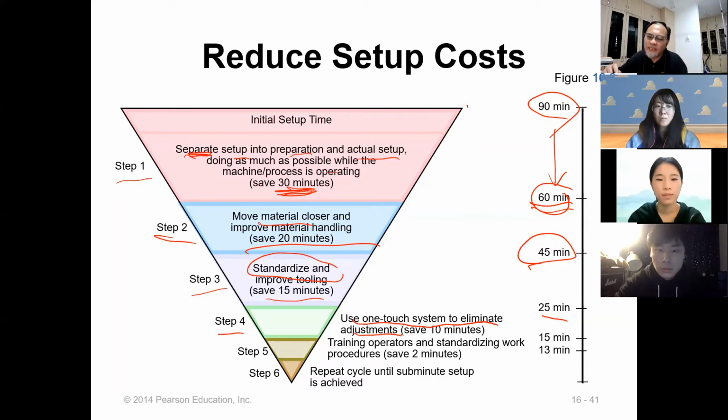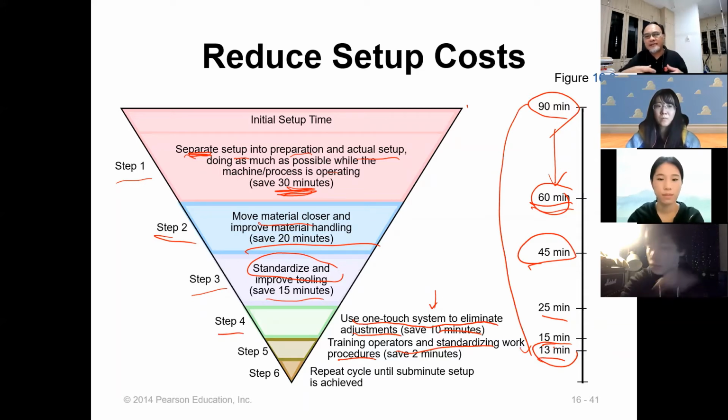So now you go for automation. Initially it was manual, you do improvement. Then if you need to introduce automation, an electronic system, you use a one-touch system to eliminate adjustment. This will save some more time. You reduce that to 15 minutes. Then you train operators to standardize the work procedures. Then probably you save another 30 minutes, right? So from 90 minutes, you can reduce to 13 minutes.